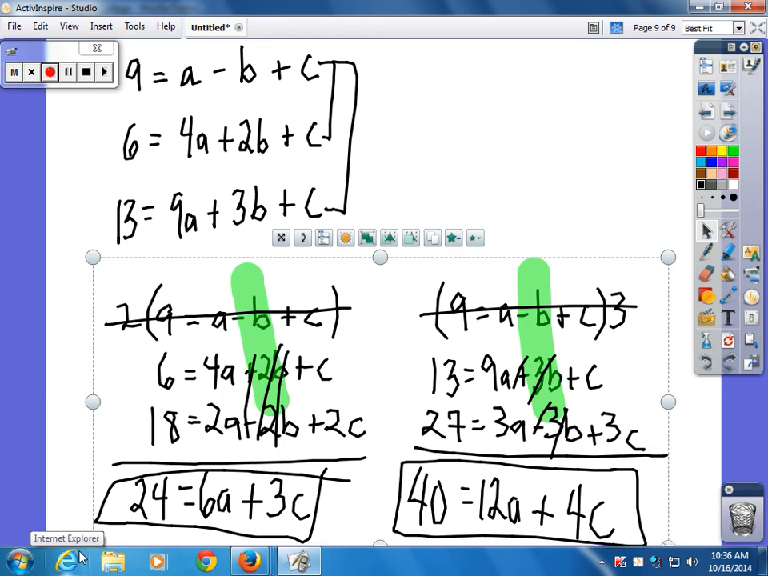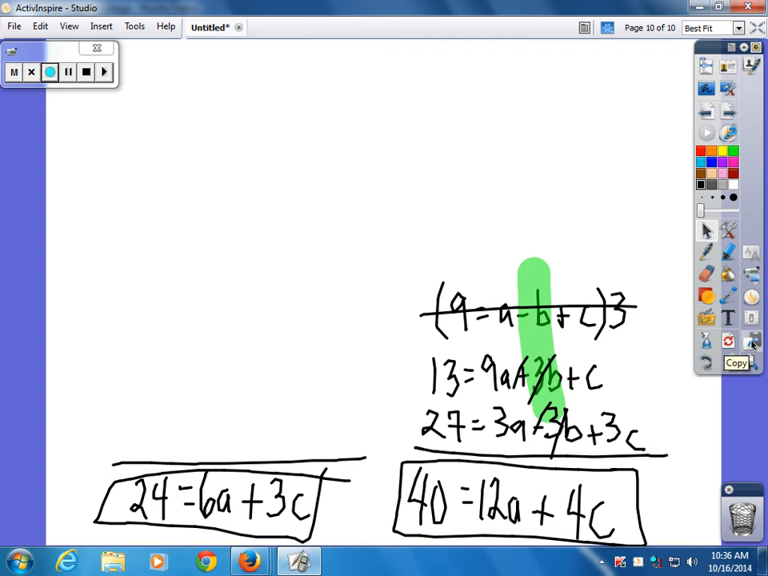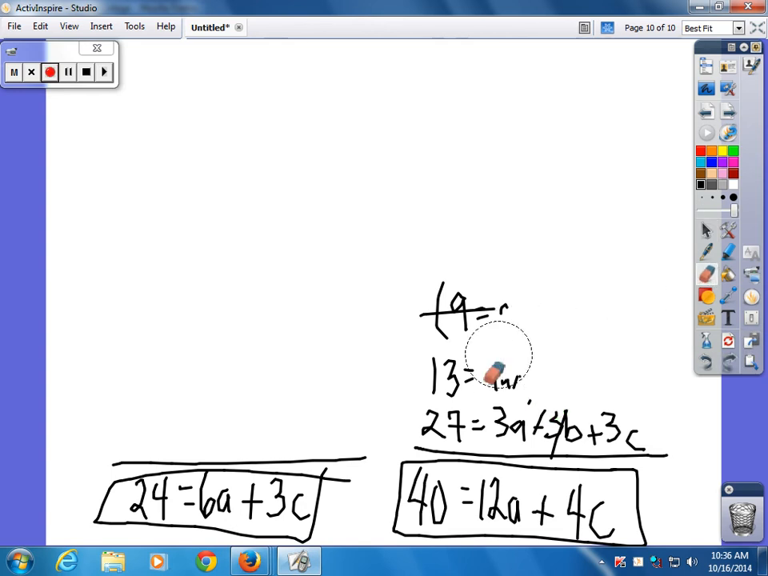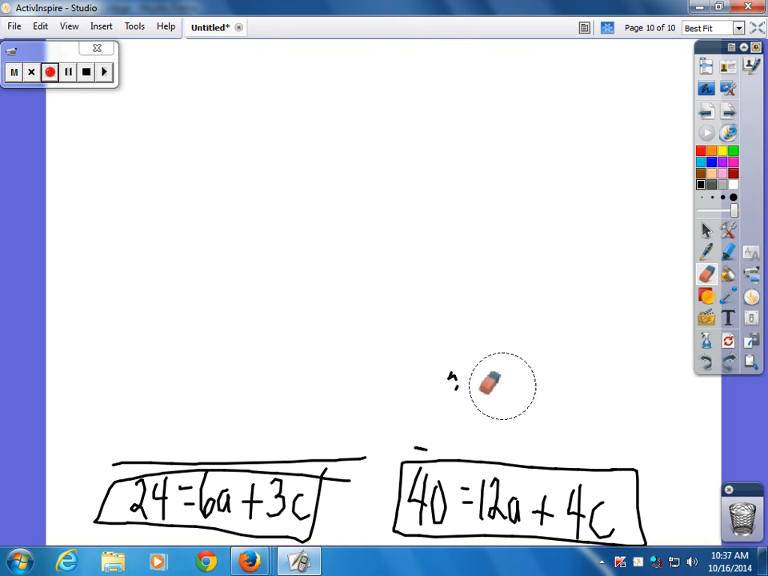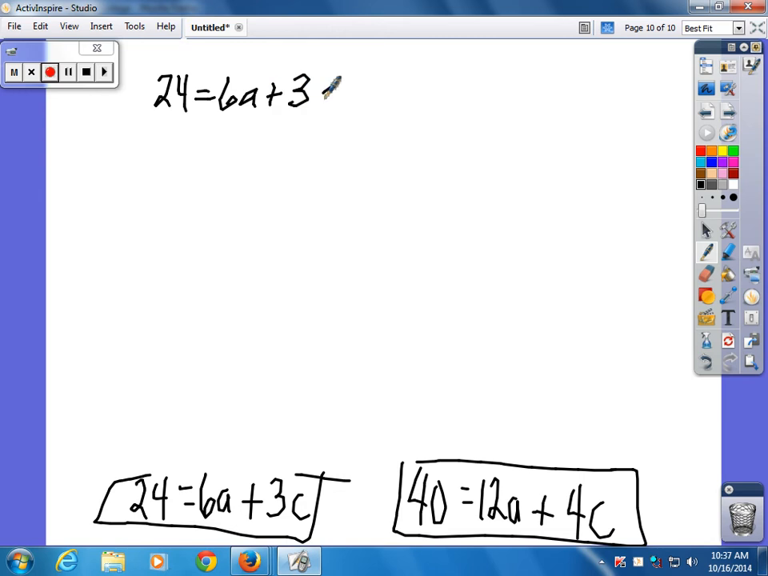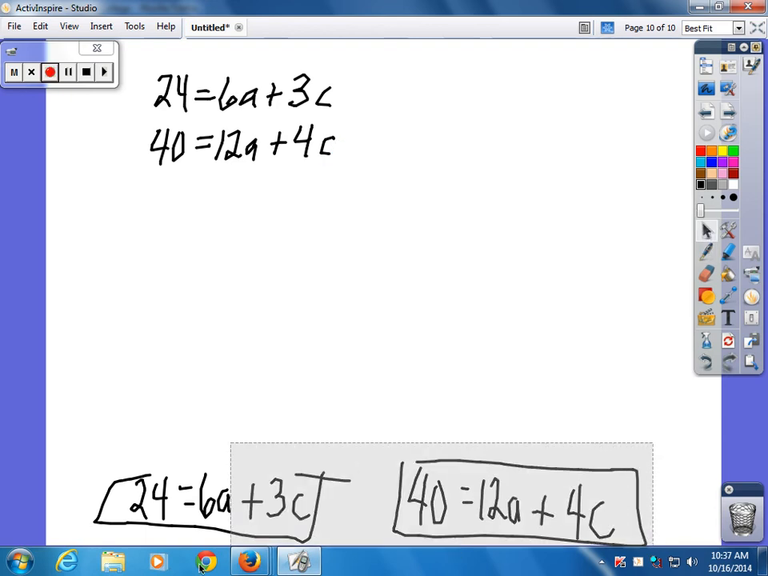So we do it again with these two. And 40 is equal to 12a plus 4c. Which one do you think I'm going to get rid of? Why? Because you only need to multiply one of them. Good.